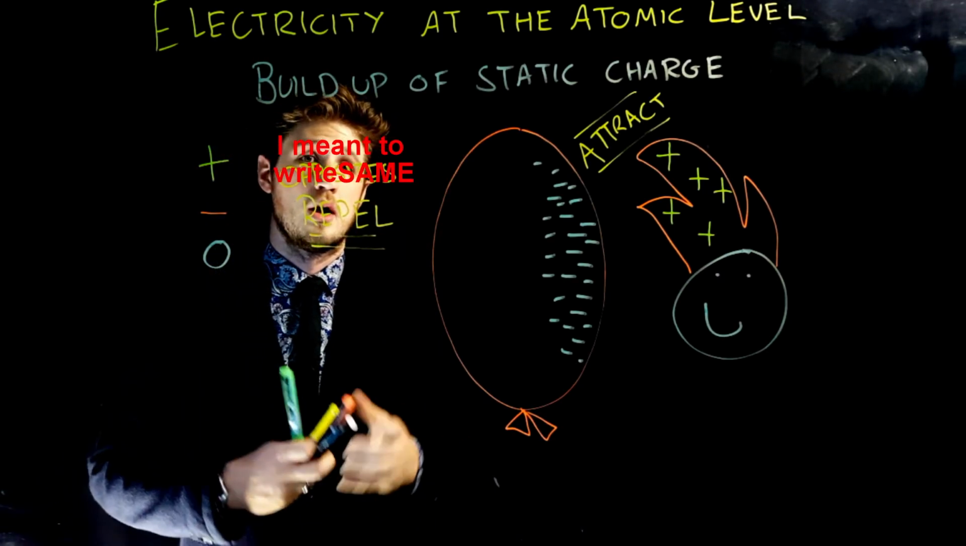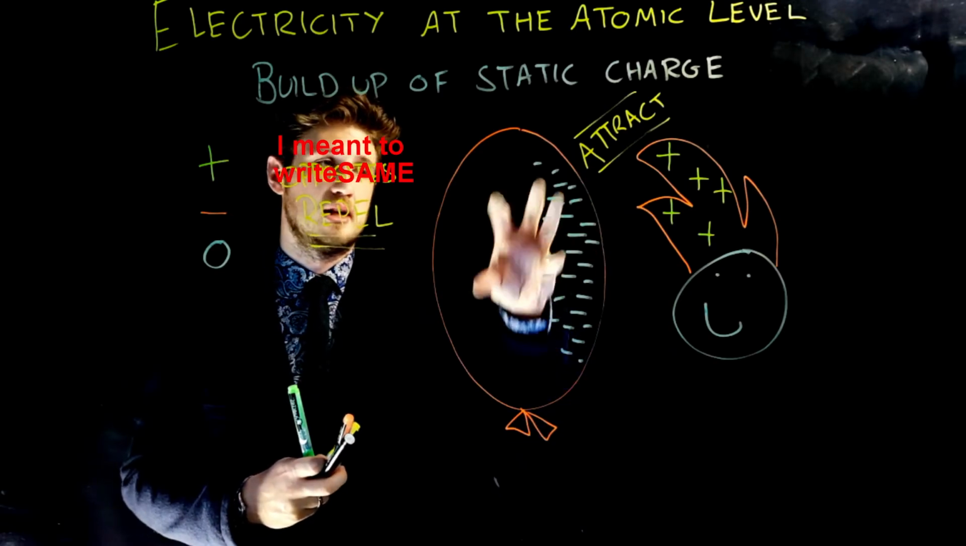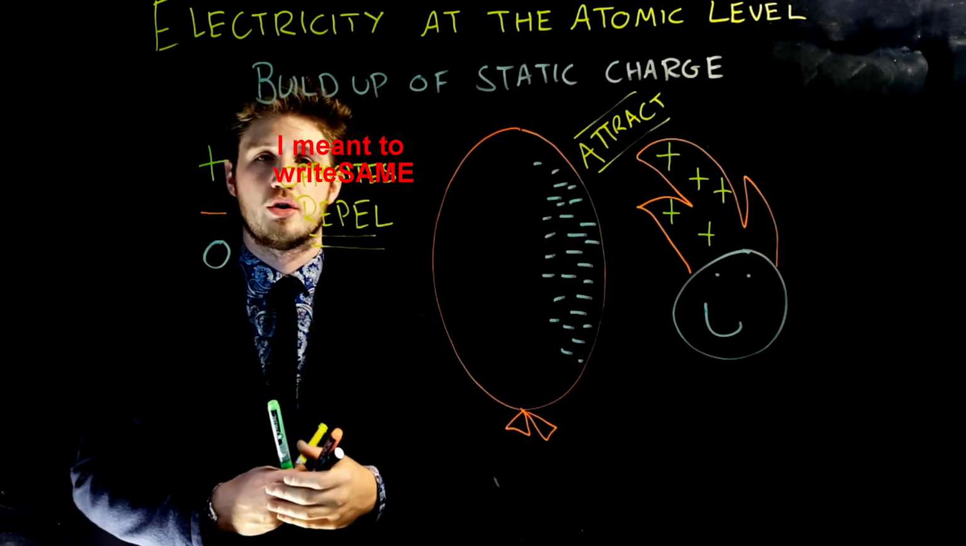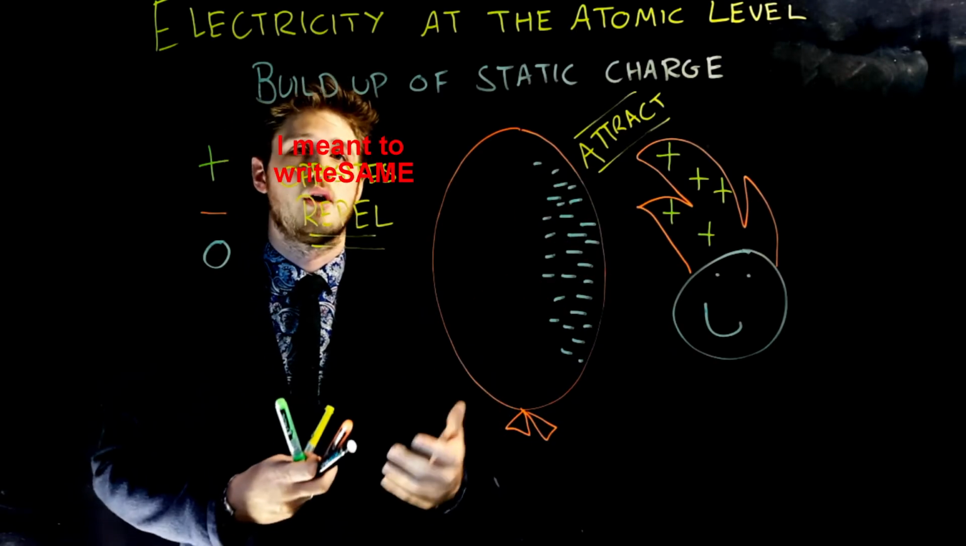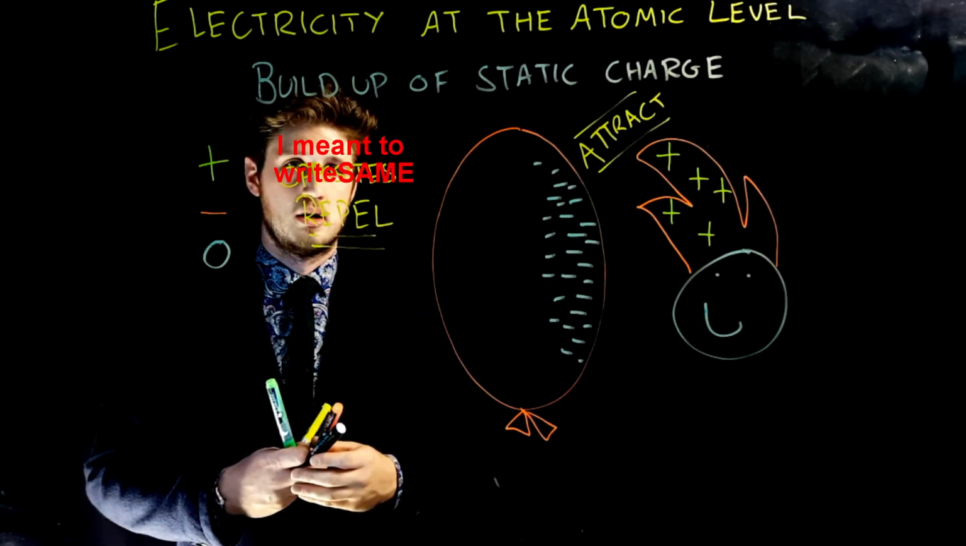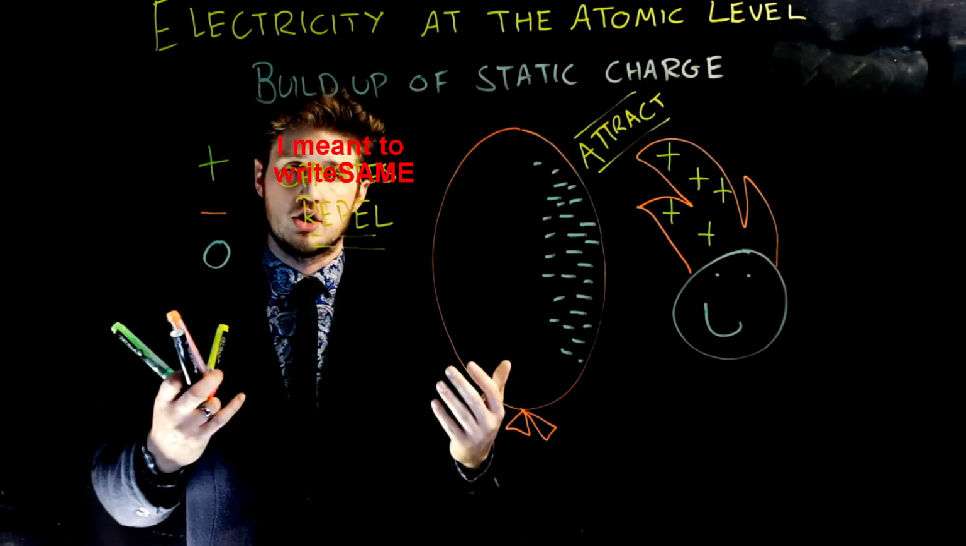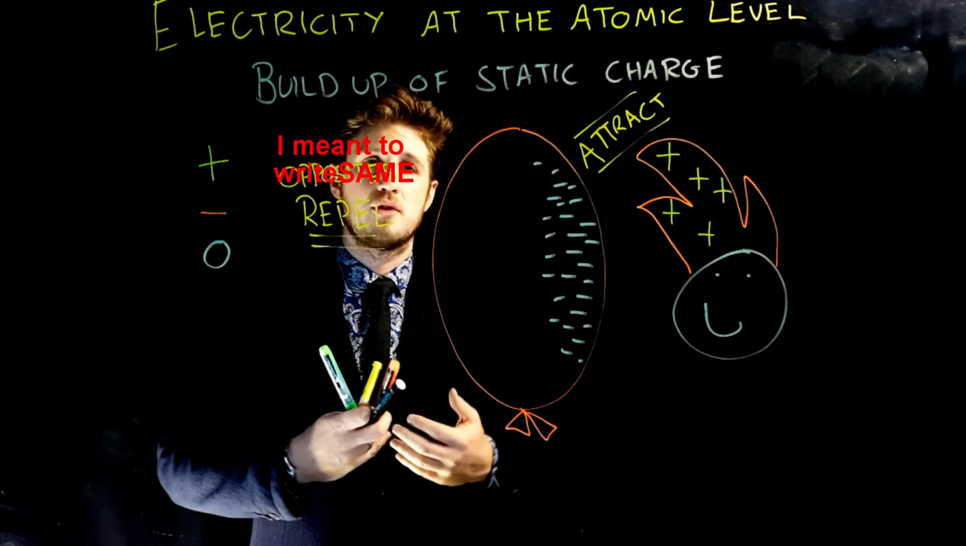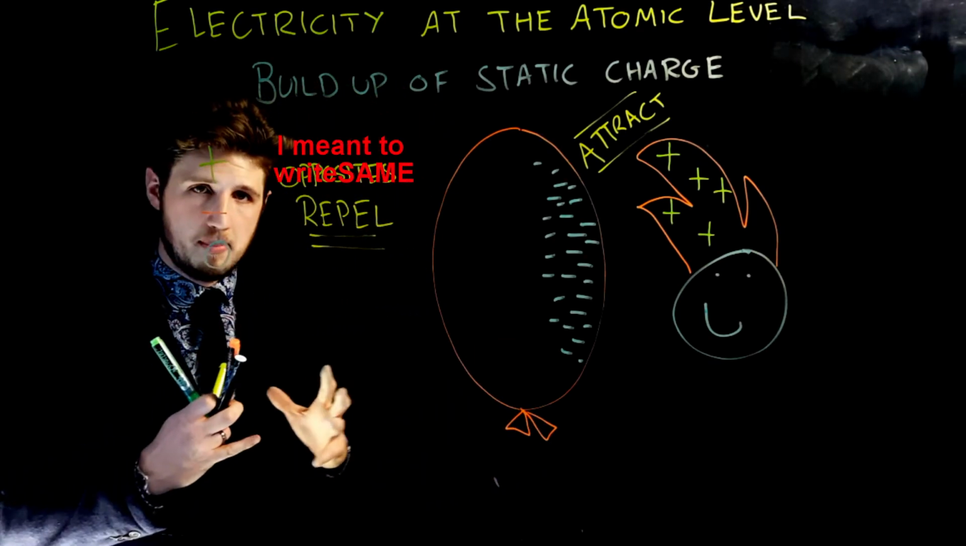So, static electricity is the build-up of charge on an object. That charge is not flowing, it is staying there, it is static. Different types of charges can attract each other, and if those charges are the same, they will repel each other.